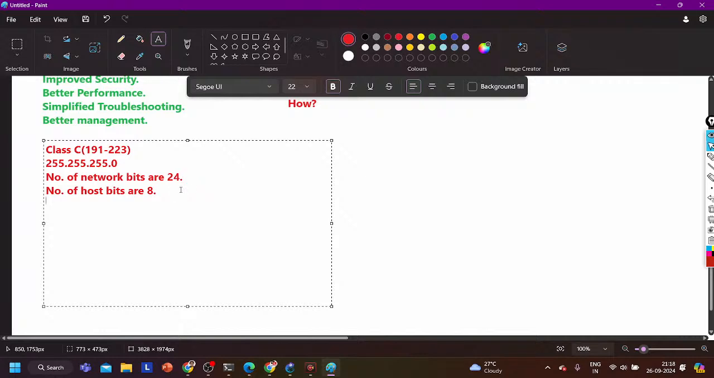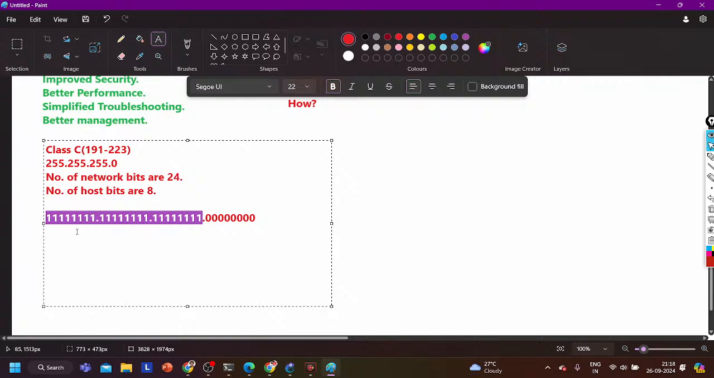Now if I want to create 2 networks here, what I can do is borrow 1 more network bit from the host bits. Right, guys, in the first octet all bits are 1, 1 2 3 4 5 6 7 8. This is the first octet, first field. In the first field all bits are 1. In the second field also all bits are 1. In the third field also all bits are 1. But in the fourth field all bits are 0. Correct? What will happen if I borrow 1 more bit here?